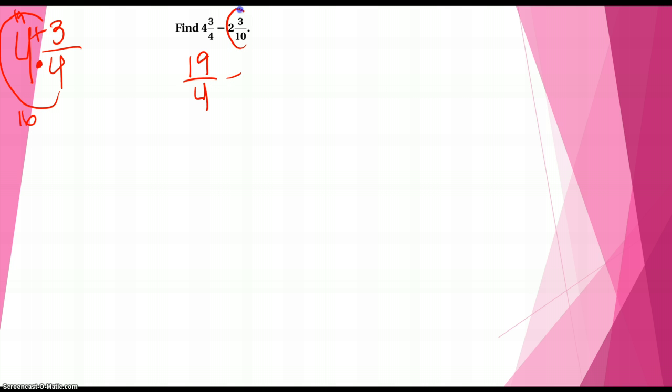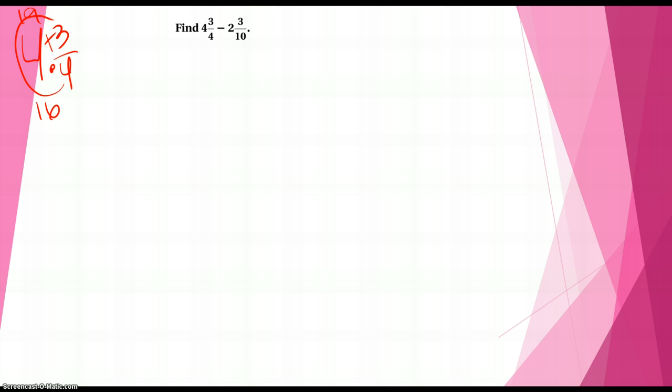I'm going to do the same big C method with my other mixed number. 10 times 2 is 20. 20 plus 3 is 23. So 23 is my new numerator. My denominator is going to stay what it was before. It's going to be 10. Now I can go through all of my same steps for subtracting numbers with different denominators. My first fraction is now 19 over 4, and my second fraction is now 23 over 10. It's going to tell us to find the difference, which means we're subtracting like we thought before.